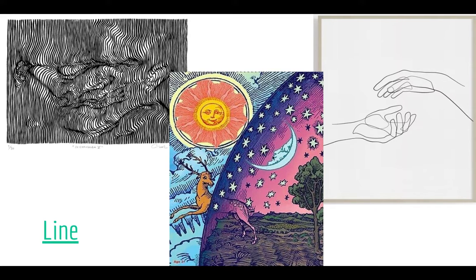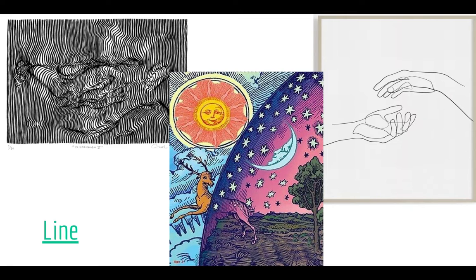Over here we have lines that are creating value. So you see as the lines are closer together, it looks darker in comparison to where the lines are further apart. It appears lighter. And then over here, these hands are drawn all with lines. There's no values, it's just outlines. And in fact, it's all one line. The whole thing is connected.